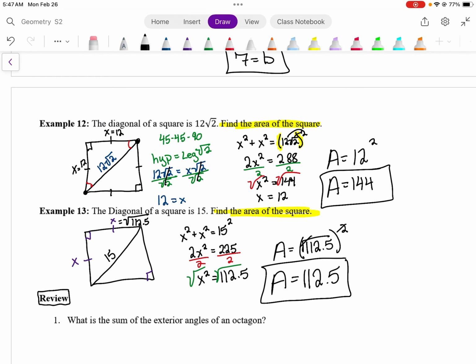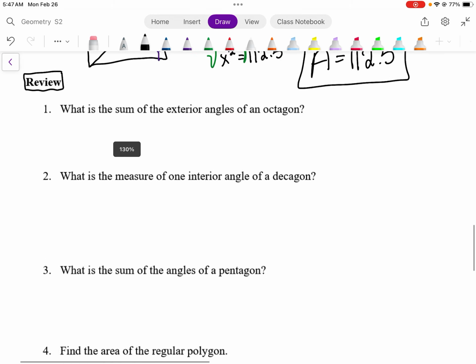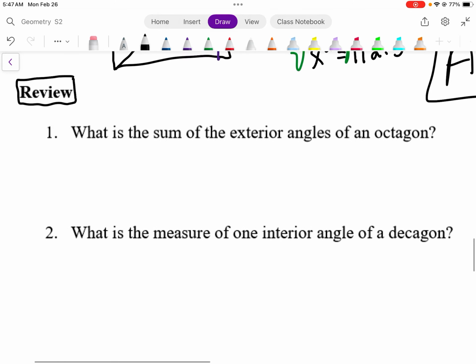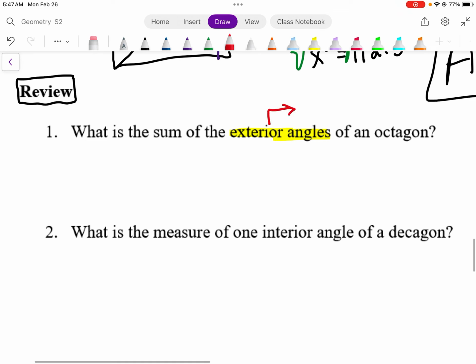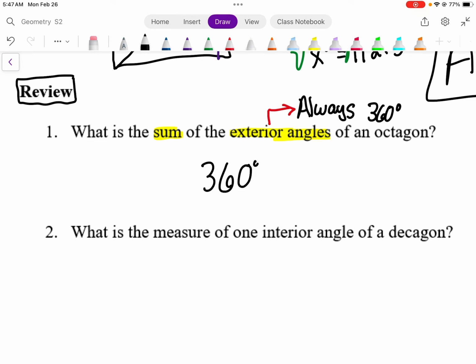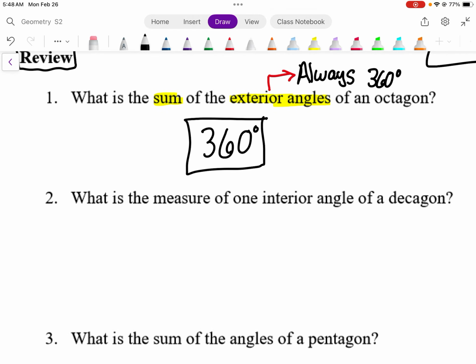So that's everything that's new from today. The next 4 questions, those are just a review. So for review question number 1, what is the sum of the exterior angles of an octagon? And whenever you have the exterior angles and the sum, that is always 360 degrees. So this one, there's no work to do. It is just remembering that the exterior angles always add up to 360.